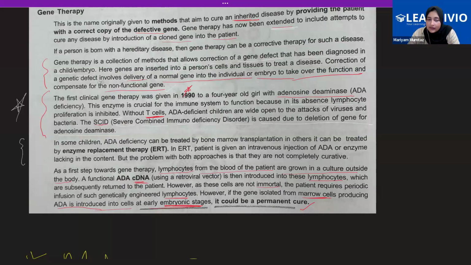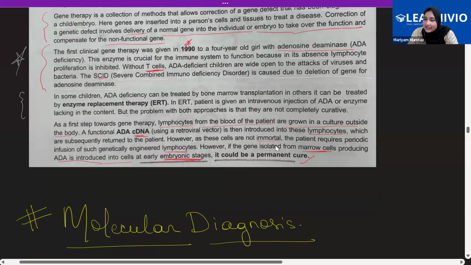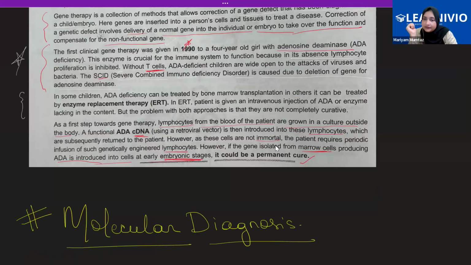Then comes the gene therapy with the usage of RDT. Here, the lymphocytes are taken from the patient that has ADA deficiency, and they are grown outside the body, in laboratory conditions, in vitro. A functional adenosine deaminase cDNA, complementary DNA, using a retroviral vector, is introduced into the lymphocytes. So the defective lymphocytes were taken out, the gene for the lacking enzyme was put into the lymphocytes, and then these lymphocytes were sent back into the patient's body.